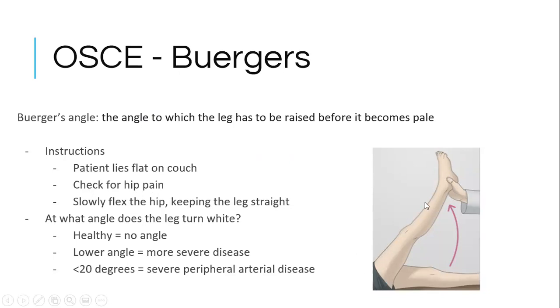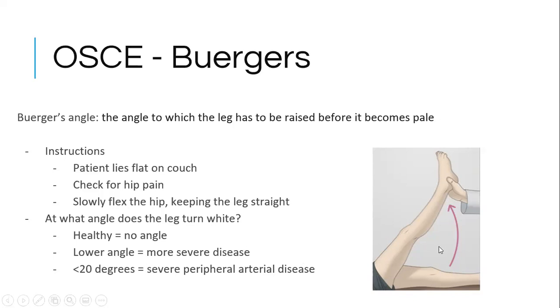But some people have arterial disease, obviously, so their foot turns white because the blood can't flow very well. The less that you've had to move their foot up before it turns white, the more severe their disease is. So what I'm saying here is the lower the angle, so say you've only lifted their leg up to here, the more disease they have.